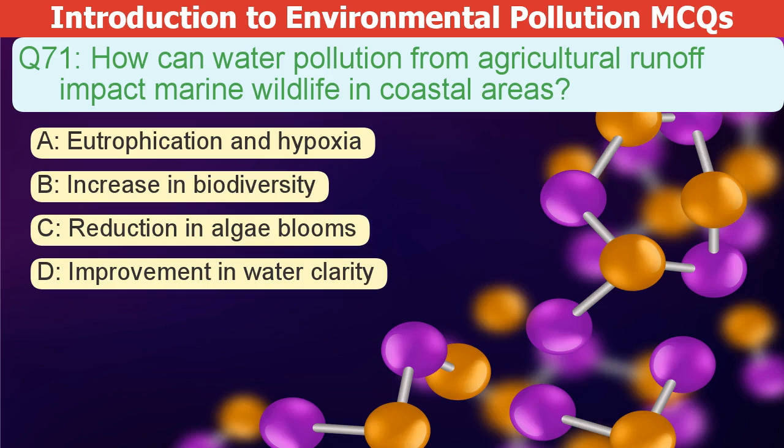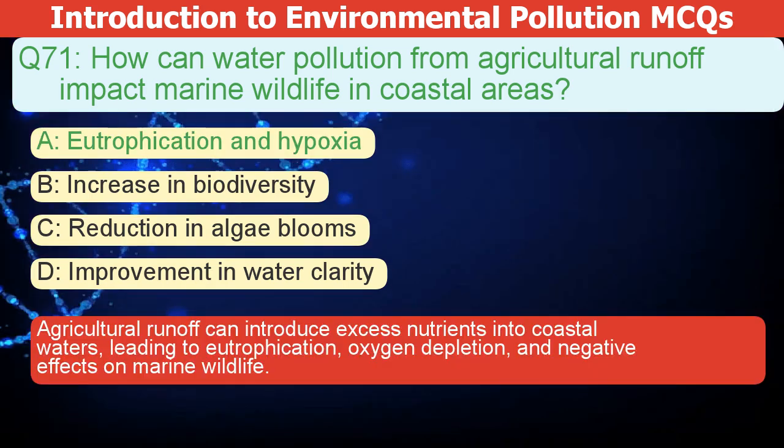How can water pollution from agricultural runoff impact marine wildlife in coastal areas? A. Eutrophication and hypoxia. B. Increase in biodiversity. C. Reduction in algae blooms. D. Improvement in water clarity. The correct answer is A. Agricultural runoff can introduce excess nutrients into coastal waters, leading to eutrophication, oxygen depletion, and negative effects on marine wildlife.